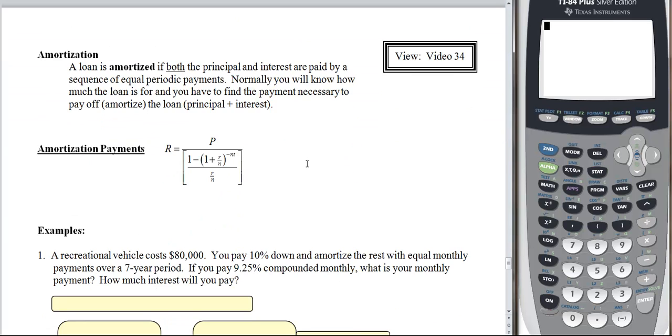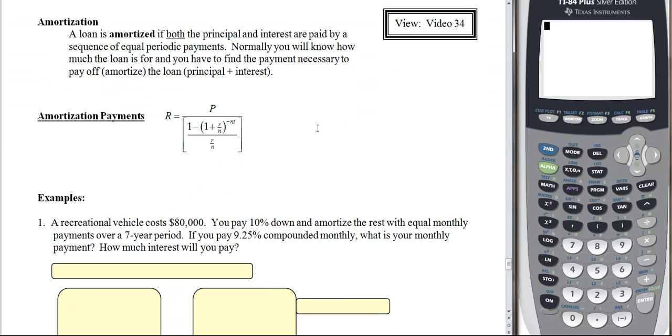Alright, so let's see some examples. A recreational vehicle costs $80,000. You pay 10% down and amortize the rest with equal monthly payments over a 7-year period. If you pay 9.25% compounded monthly, what is your monthly payment? How much interest will you pay? Now, the first thing we have to do is see how much money we're going to have to actually amortize, because there is a down payment of 10%.